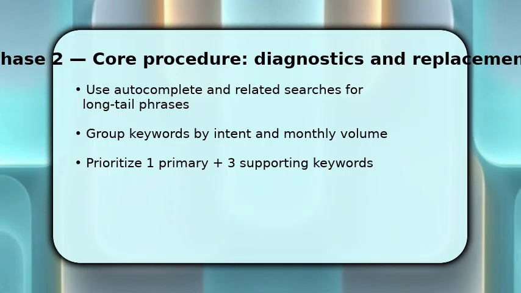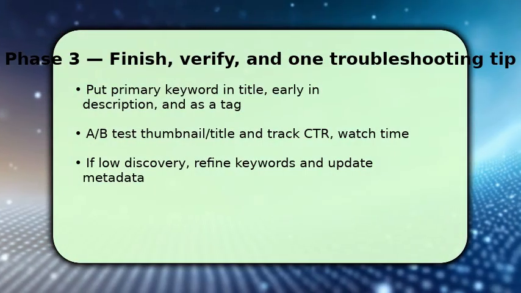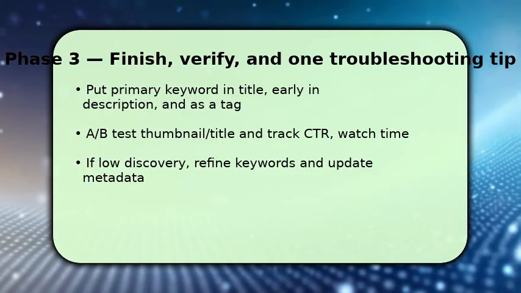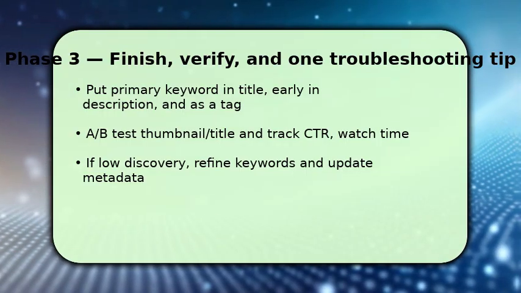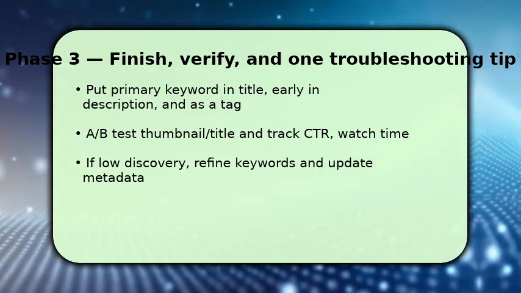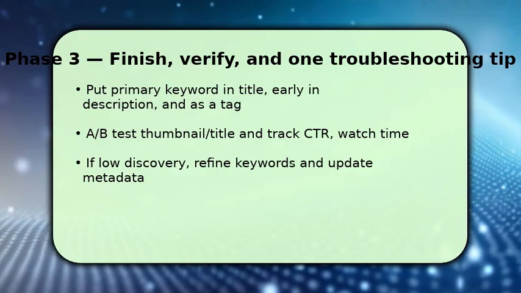Finally, implement keywords across title, description, tags, and closed captions. Place the primary term early in the title and in the first 1-2 sentences of the description. Once live, monitor CTR and watch time and run A/B tests on thumbnail and title to improve performance.